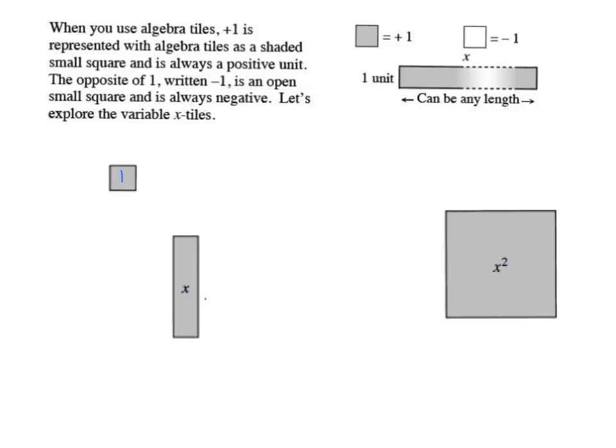All right, and then just as a quick reminder, when we have this longer tile, this long skinny one, we call that the x tile. We don't know how long x is. It could be any length. That's why we called it x. So just as a quick refresher, it could be anything. It could be 5, it could be 7, it could be -3. So that could be any length.